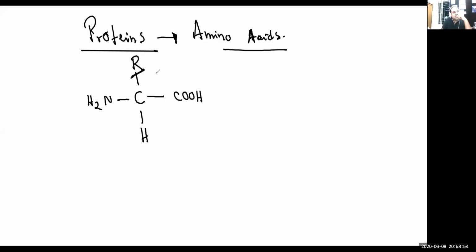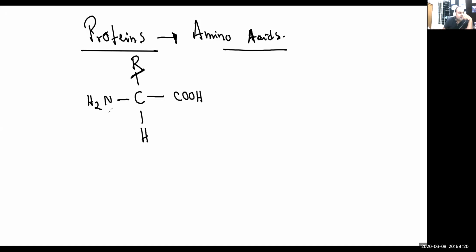Have you heard of glycine? No. Nobody. Okay, so how many types of amino acids are there in our body? 20. Very good, 20 types. The simplest amino acid is glycine.